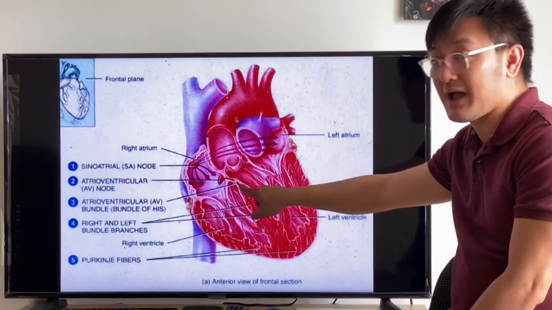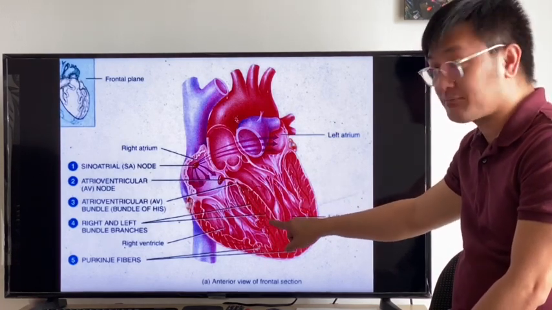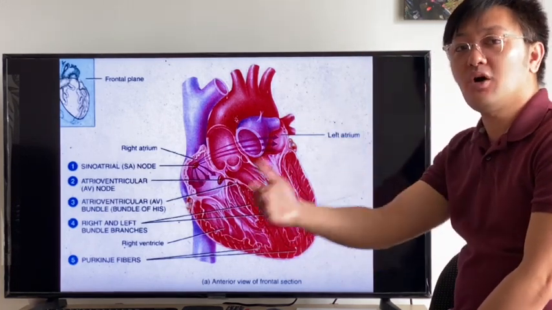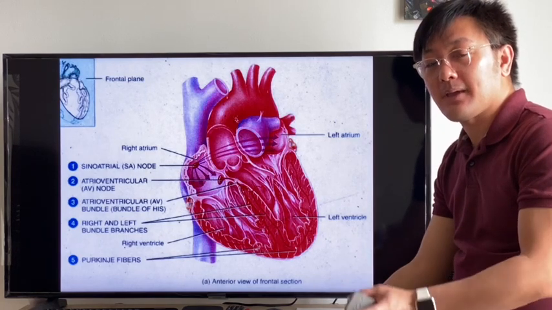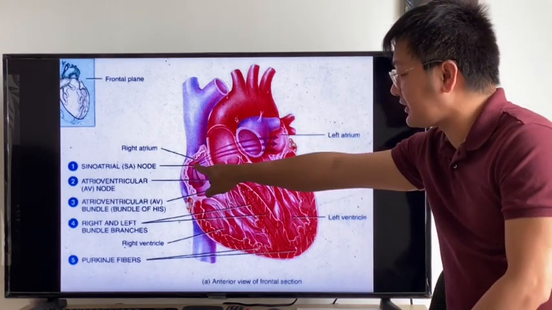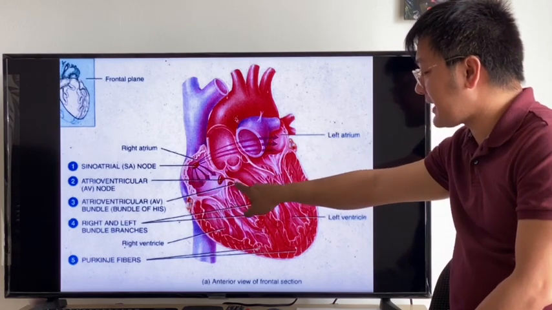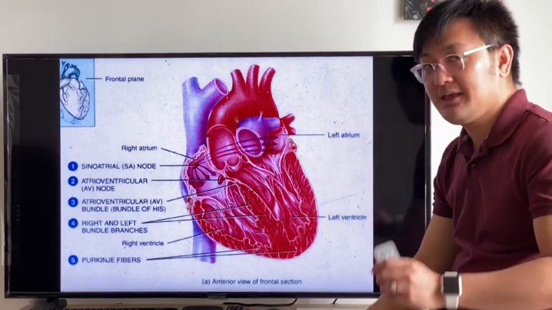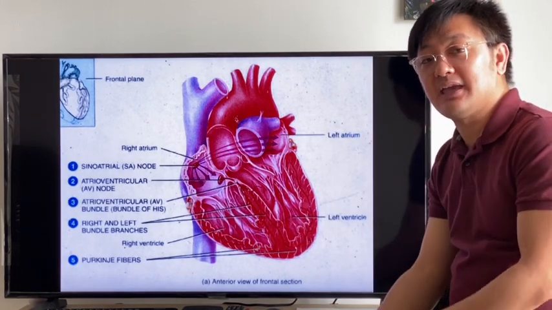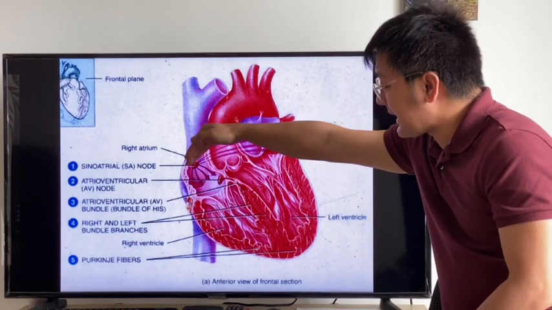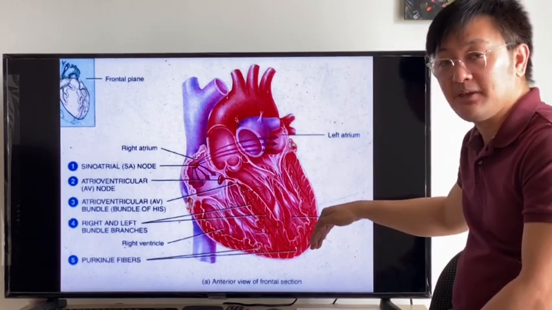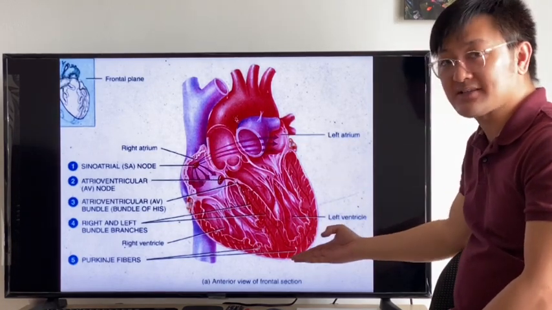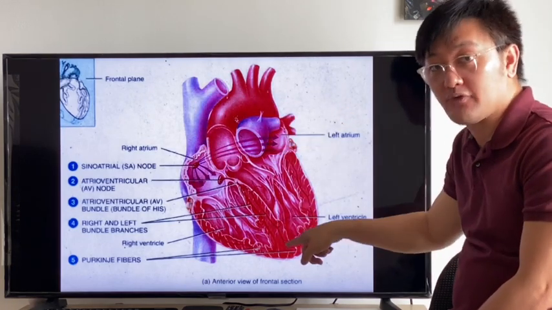So SA node, AV node, bundle of His. This bundle of His will bifurcate into the right branch and left branch, down to your Purkinje fibers. Just a recap, the flow of your conduction pathway inside the heart will be from the SA node to the AV node, bundle of His, right branch, left branch, down to your Purkinje fibers. It follows that the conduction pathway inside the heart will start from the base to the apex. Don't forget that. Remember, this is the apex of the heart. This is the base. That is the flow of your conduction.